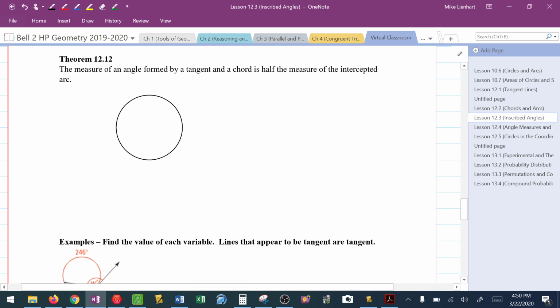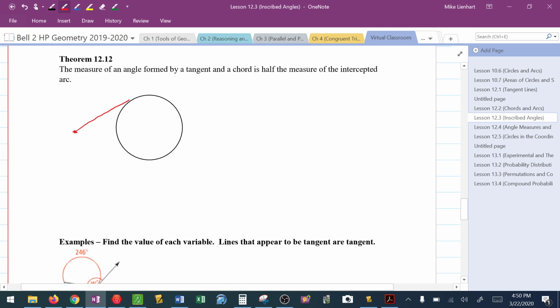I know there's a lot in this lesson, guys. There is a lot. All right, we got to know how to do it all and make sure we organize our thinking. It says the measure of an angle formed by a tangent and a chord is half the measure of the intercepted arc. We're really not learning anything new here. It's just we're bringing in a new type of segment within a circle.